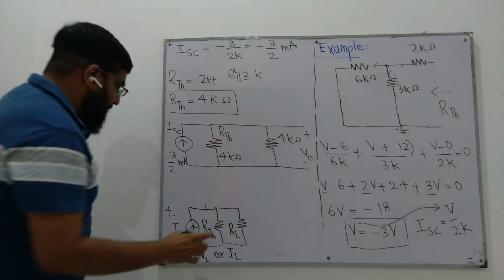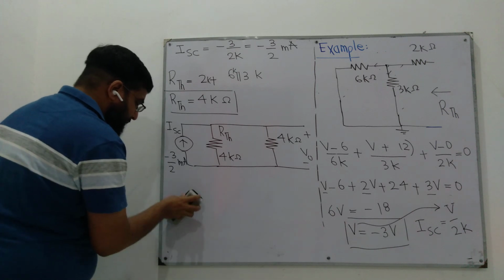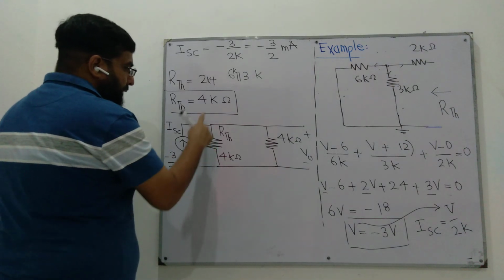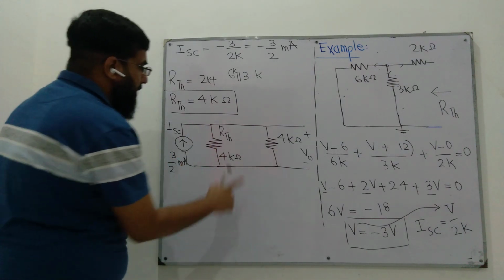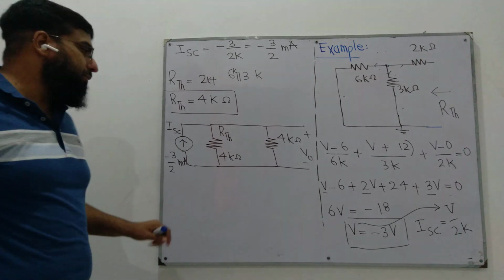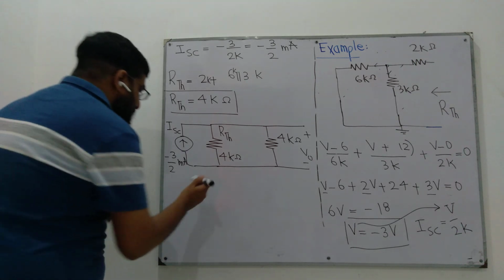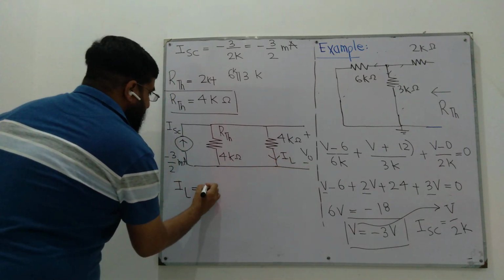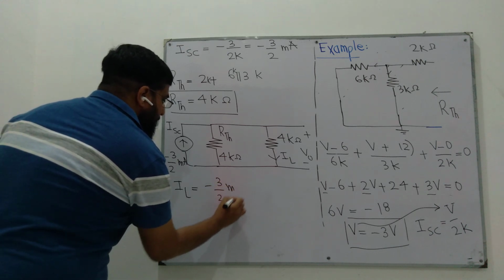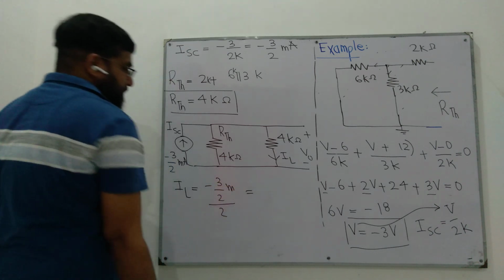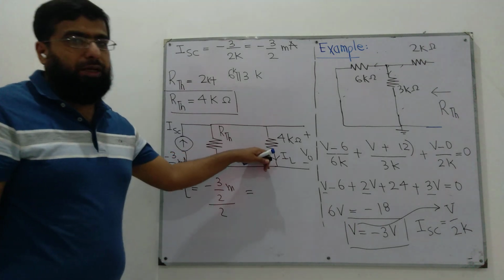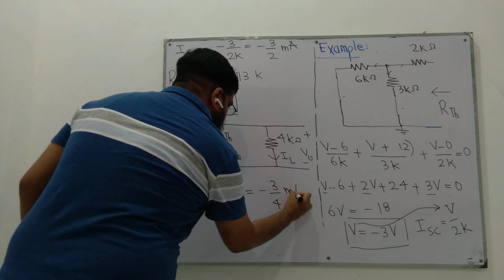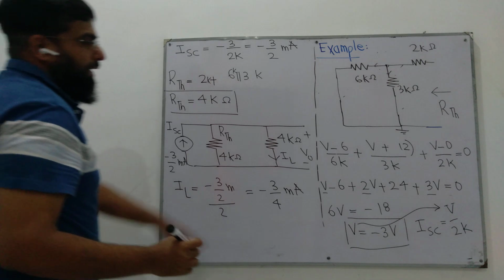To find the voltage drop across this resistor, the last part, step number 5, is that this current is divided between this resistor and this resistor, since both are 4 kilo ohm. So according to the current divider rule, this should be equally divided. So IL, the current through the load, would be minus 3 by 2 milli divided by 2. Half of the current flows through this 4k, the remaining half through this 4k. So minus 3 by 4 milliamperes.